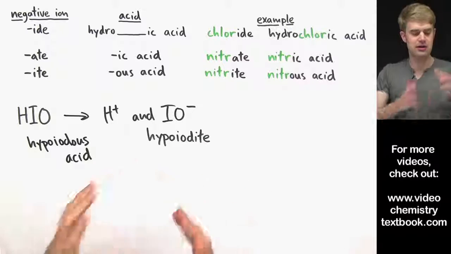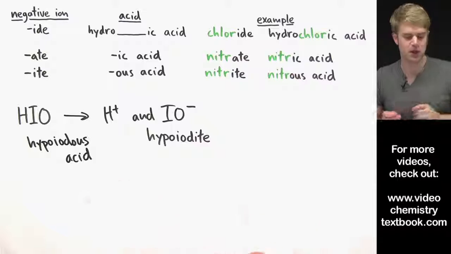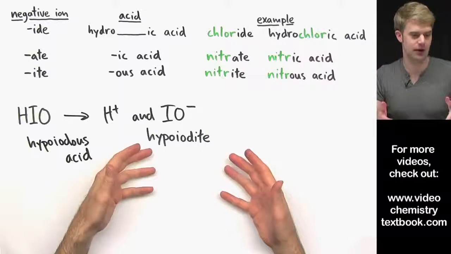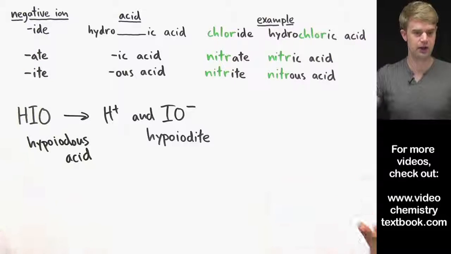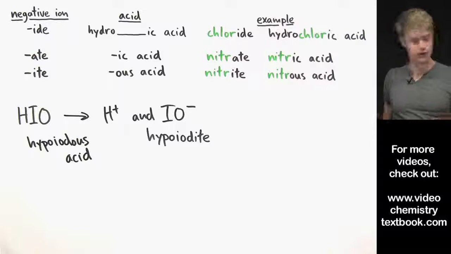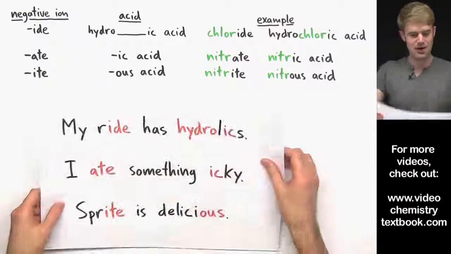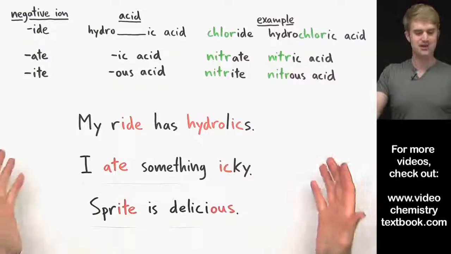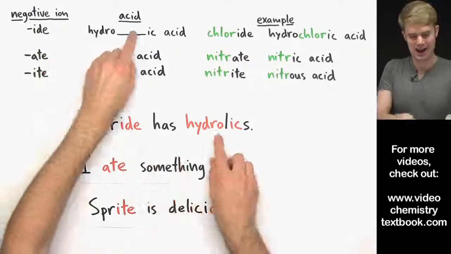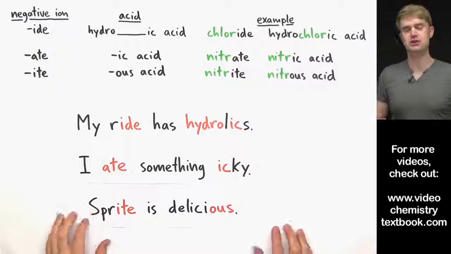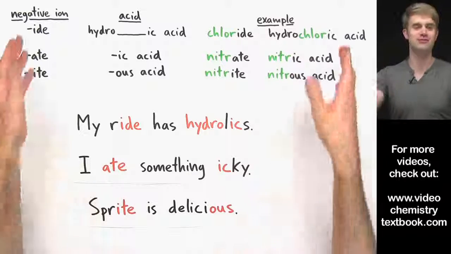You break them down into the H plus and the negative ion part. You figure out the name of the negative ion, and then based on the name of the negative ion, you use these rules to figure out what the name of the acid should be. Now, if you're having a little bit of trouble remembering the name of the acid, use these mnemonics. They are so cool. My ride has hydraulics. I ate something icky. Sprite is delicious. Stick with these and you will never forget this stuff.